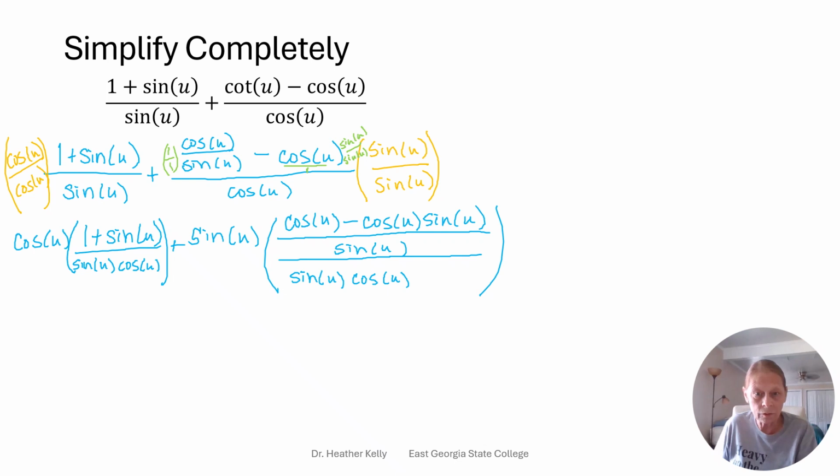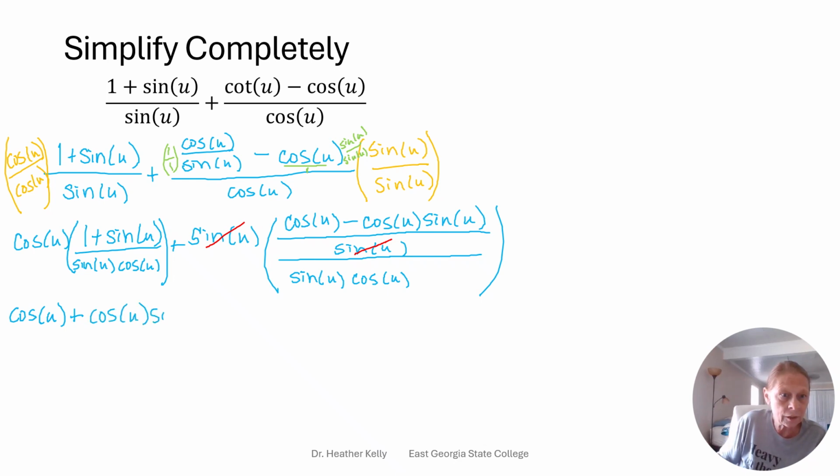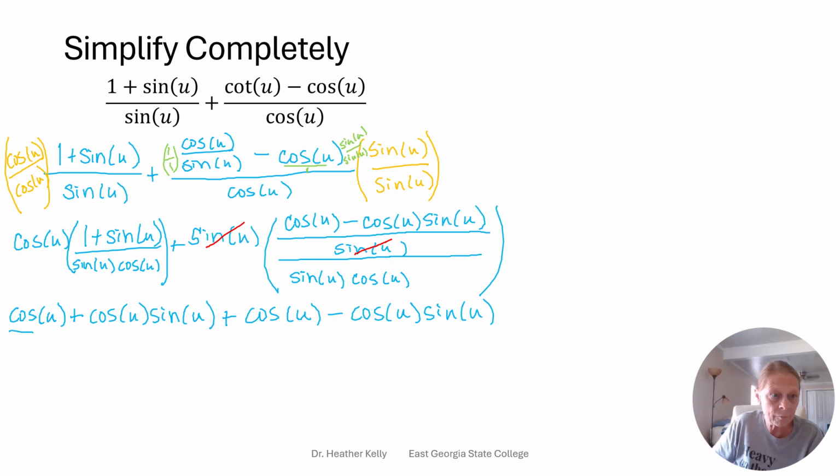Okay, so cool. Let's see, what can we do? Well, looky here. These guys will actually cancel. That's nice. So let's clean this up. I'm going to distribute here and see if this is going to work for us. So we got cosine u plus cosine u sine u plus another cosine u minus a cosine u sine u, and all of that is over one of those denominators, which is sine u cosine u.